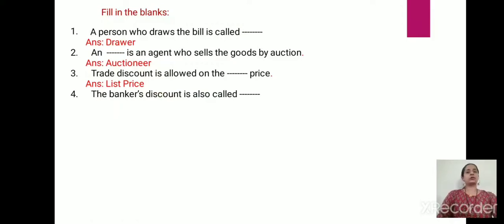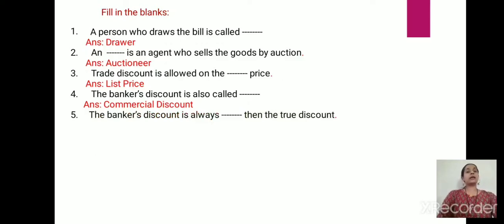Next, 4. The banker's discount is also called. Now, there is one more word used for banker's discount, that is commercial discount. We didn't discuss it, but remember it. It is also called commercial discount. Next, the banker's discount is always dash than true discount. I think we have discussed it previously. It is higher. Banker's discount is more than true discount.